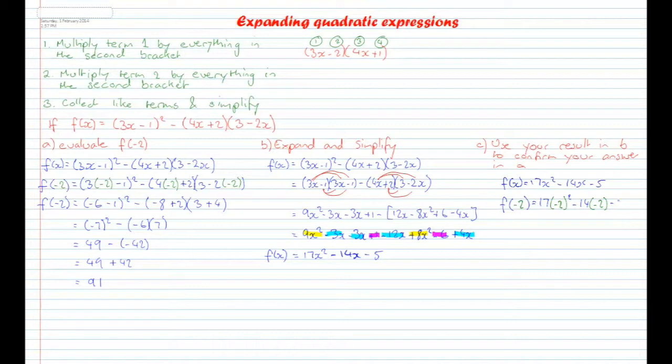minus 5. That gets us 17 times negative 2 squared, which is positive 4, because negative 2 times negative 2 is positive 4. Negative 14 times negative 2 is positive 28, minus 5. 17 times 4 gets us 68, plus 28, minus 5. 68 plus 28 will get us 96, minus 5, and 96 minus 5 is 91.